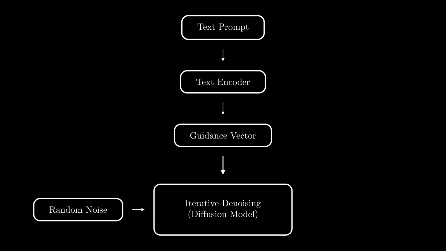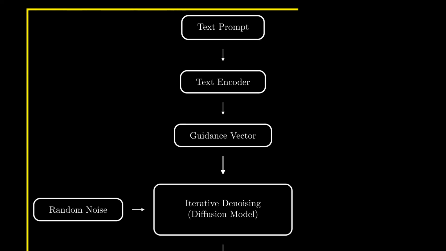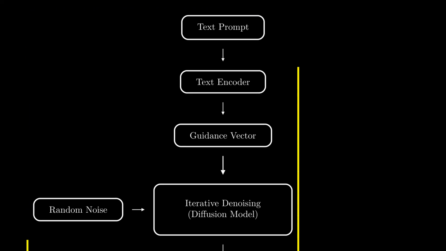After many steps of this guided refinement, the noise is completely replaced, and what remains is the final image or video, a brand new visual that faithfully matches the description in our original prompt. And there you have it. From a simple text prompt, through language encoding and iterative diffusion, to a final, coherent visual. This elegant pipeline is the fundamental architecture that powers the incredible AI image and video generators we see today.